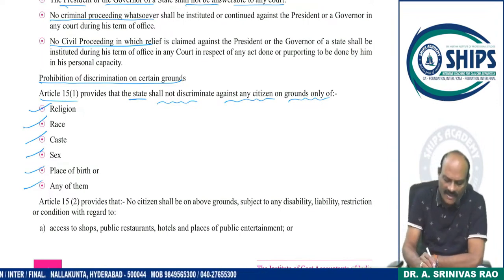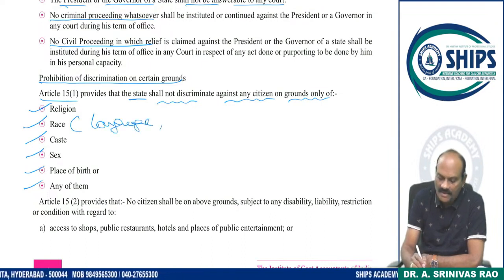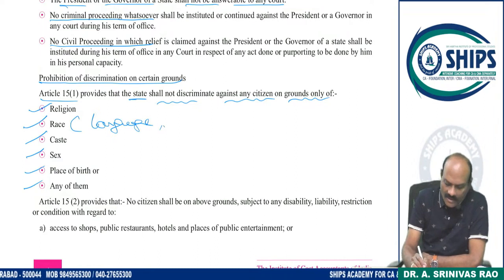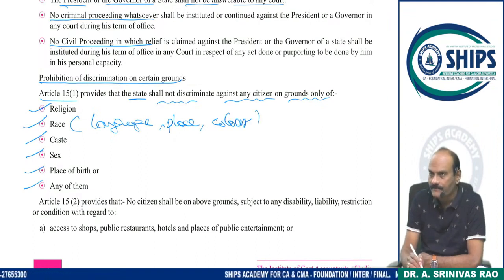What is the meaning of race? Race means language, based on language. And the second one, based on the place, based on the color. You can't discriminate against people.